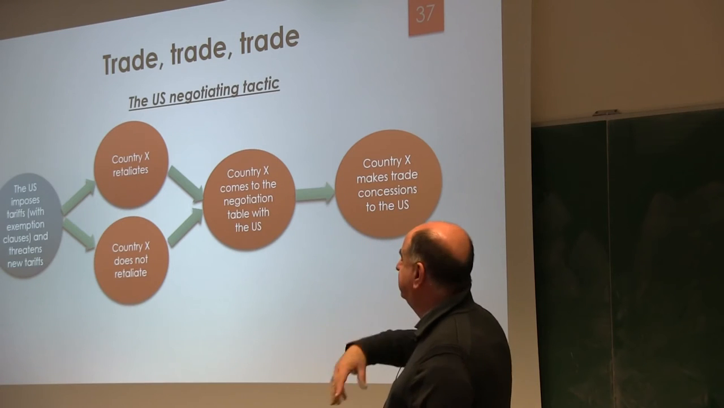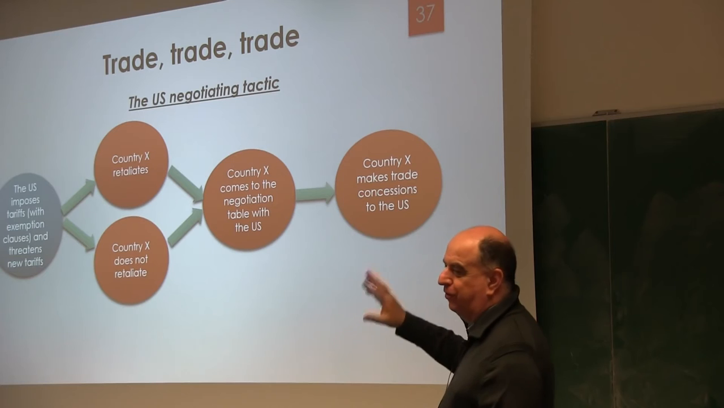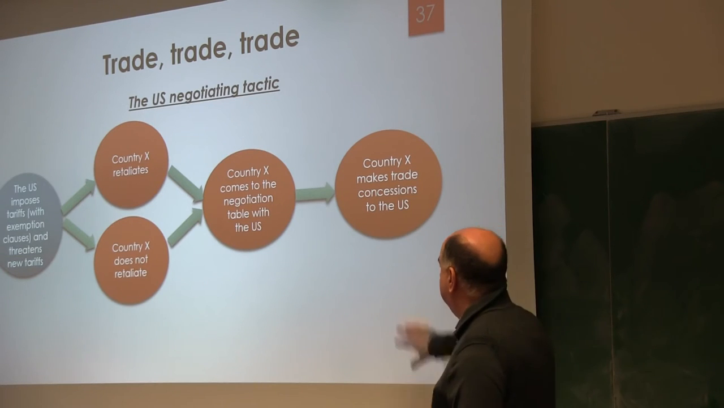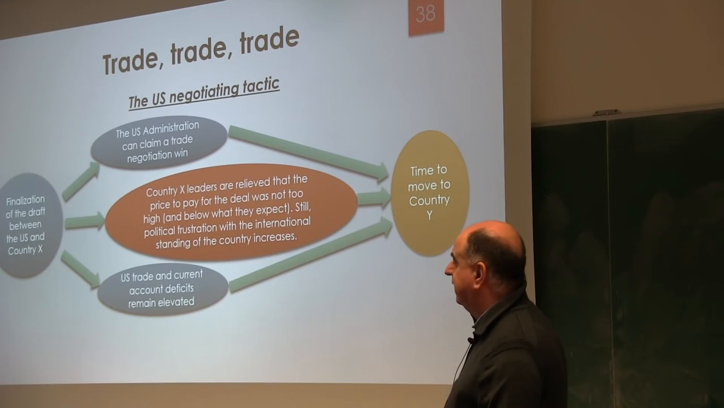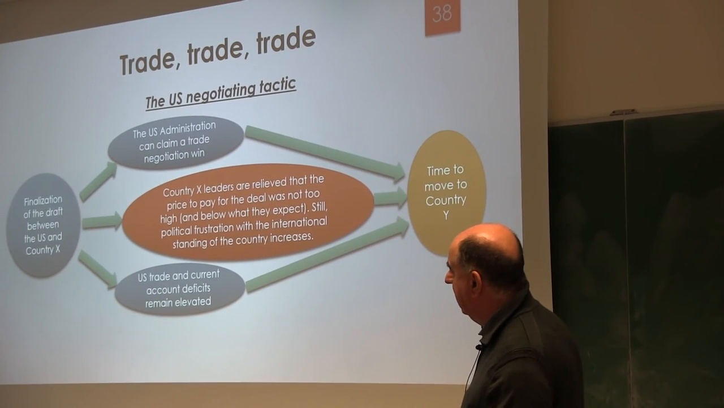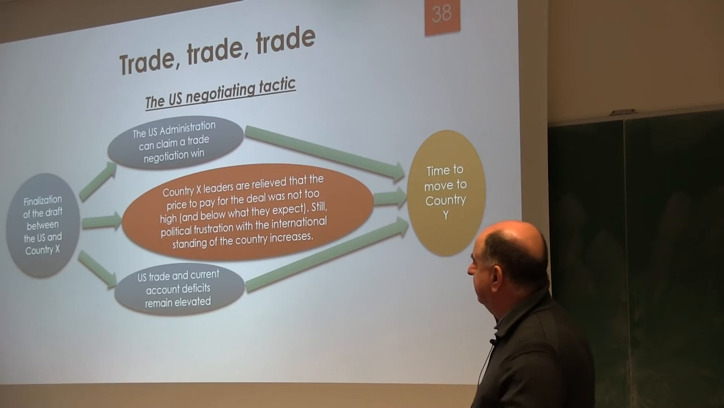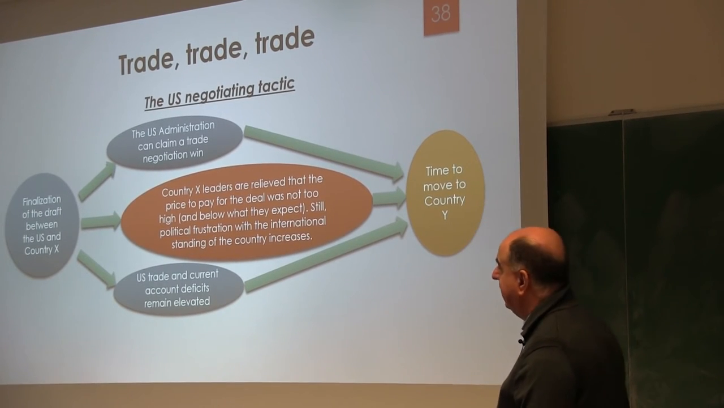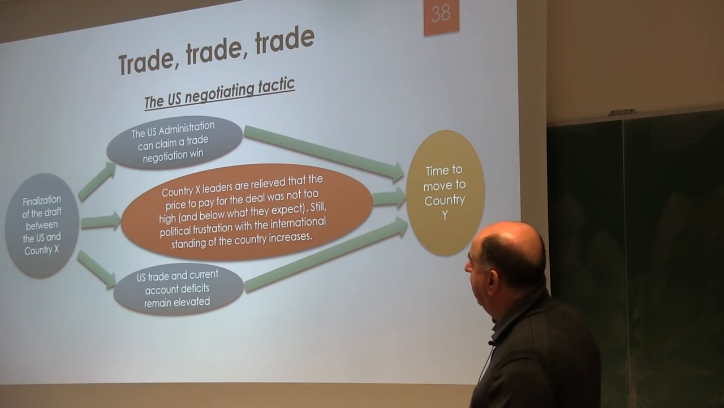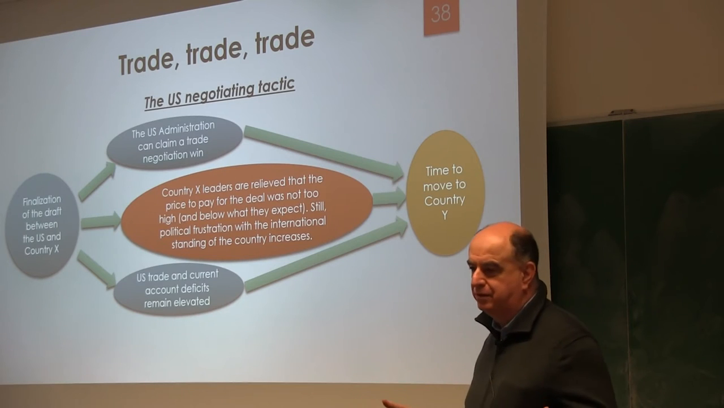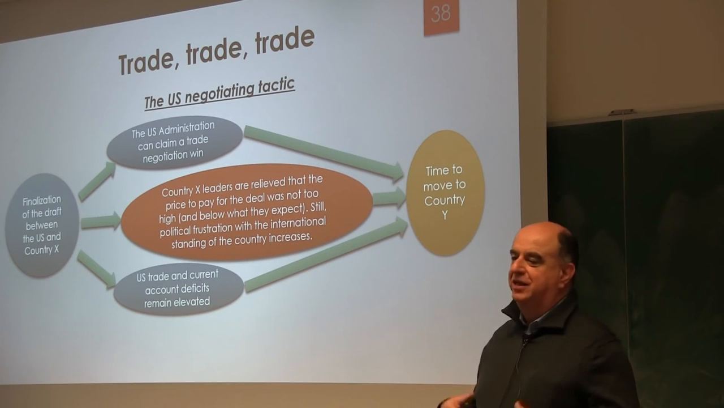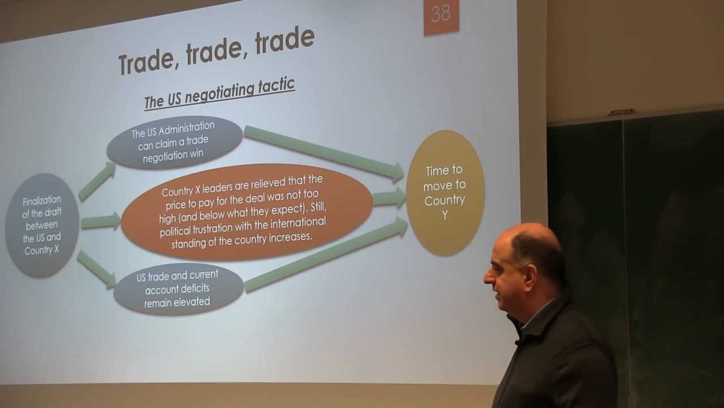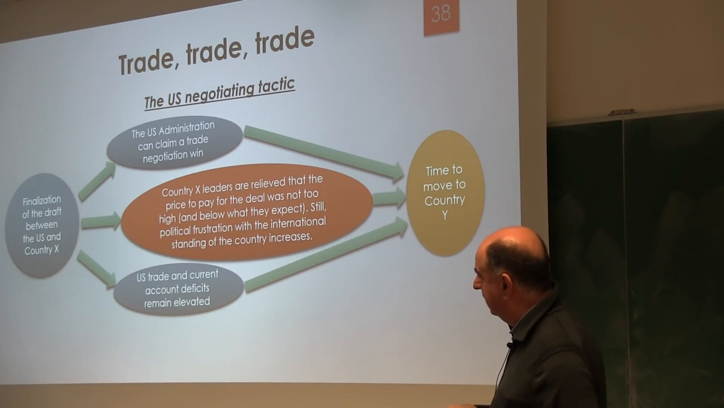So country X can retaliate or not retaliate. In any case, the US is too important. You come to the negotiation table. Country X makes concessions. Following the concessions, there is the finalization of a draft or a deal between the US and country X. So the US administration can claim a trade negotiation win, the best deal ever, which is what happened with NAFTA. It's not revolutionary, there are not many changes, but there is something more for the United States, something less for other countries, in particular for Canada.